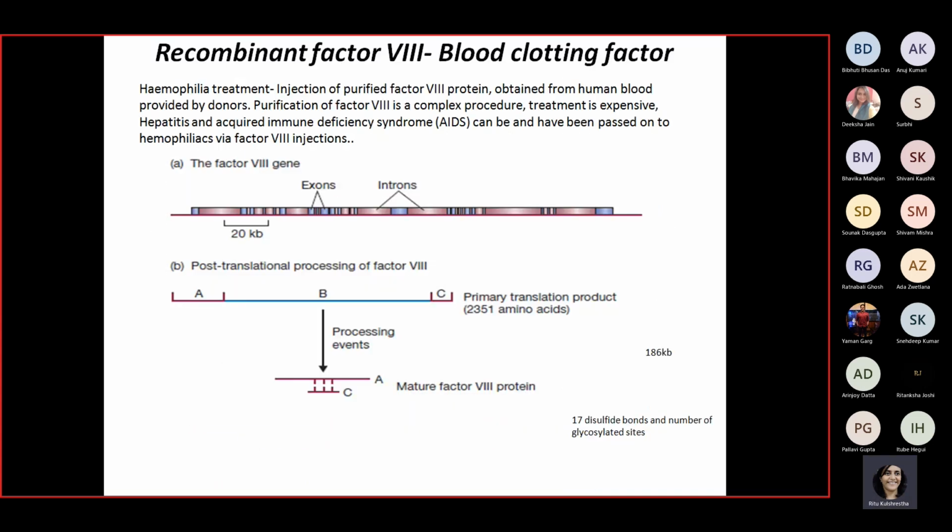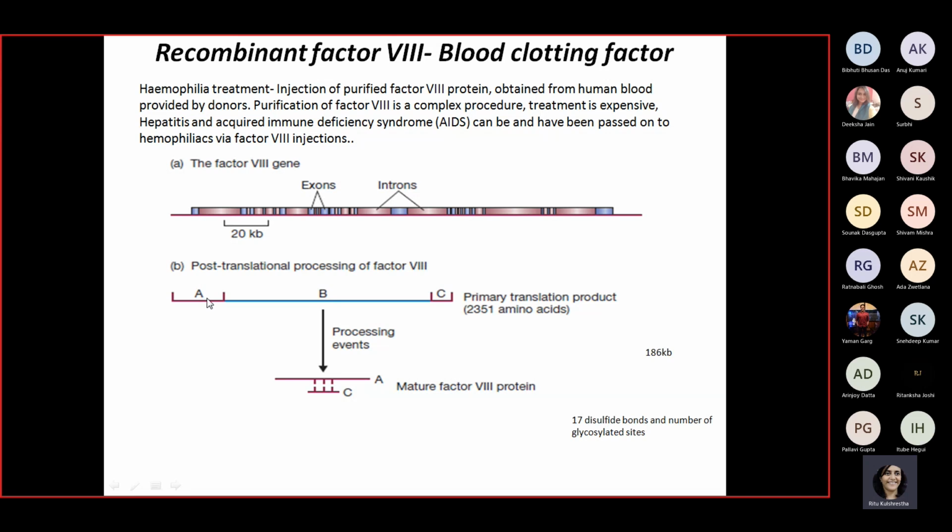This is another example that I want to give you. It is about the overexpression of recombinant factor 8, this particular clotting factor, which is used for the treatment of diseases, especially hemophilia. So this is a very, very big gene. So obviously it is the cDNA that was finally cloned for making this particular protein.